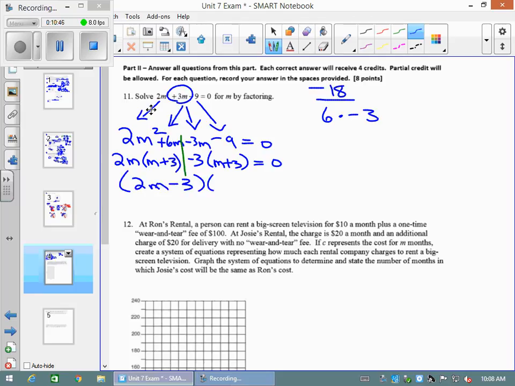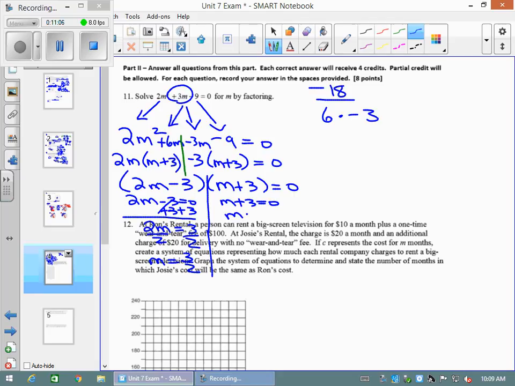And you want to solve. So 2m minus 3 equals 0. To solve that, I would add 3 and then divide by 2. So m equals 1.5 or 3 halves. And then here, m plus 3 equals 0. To make that 0, m would have to be negative 3. So two answers should have been m equals 3 over 2, or m equals negative 3.